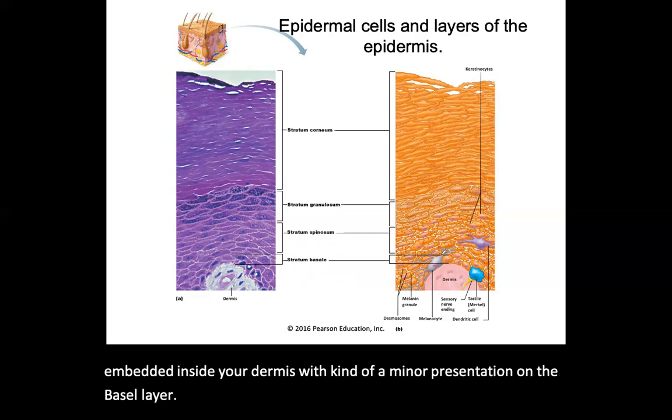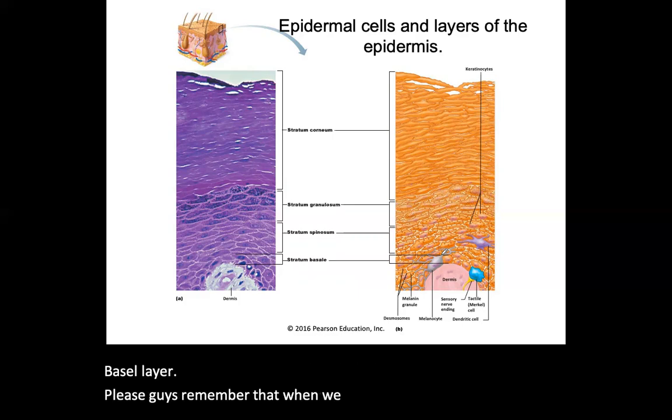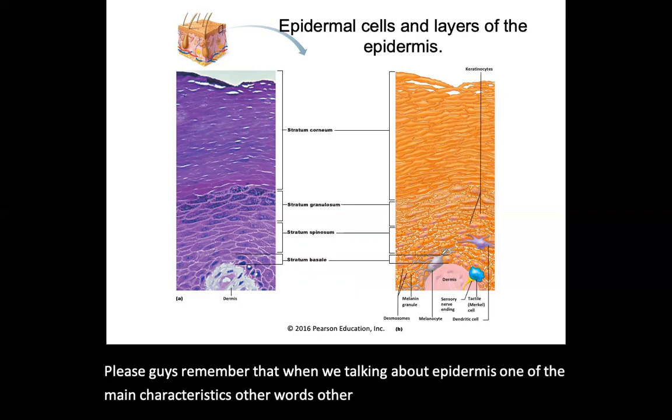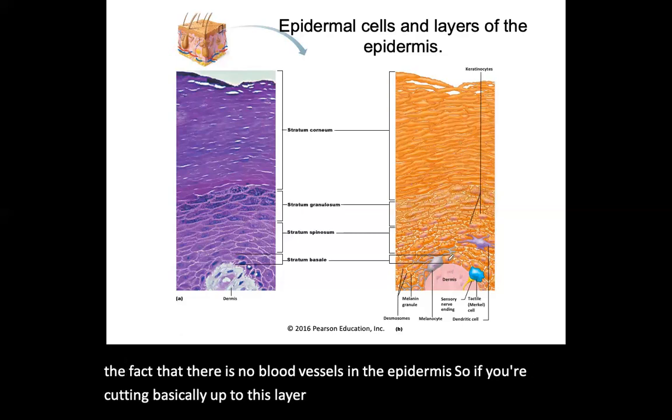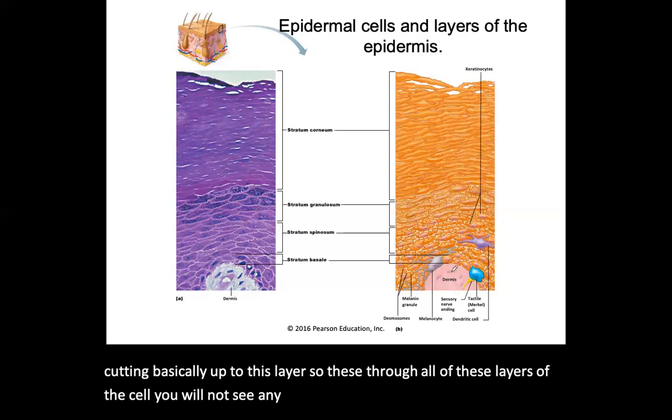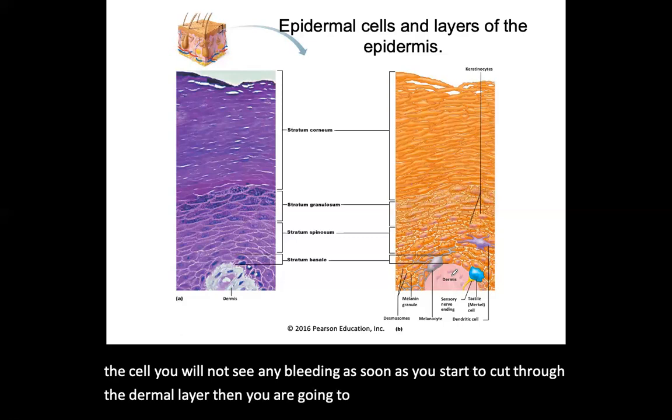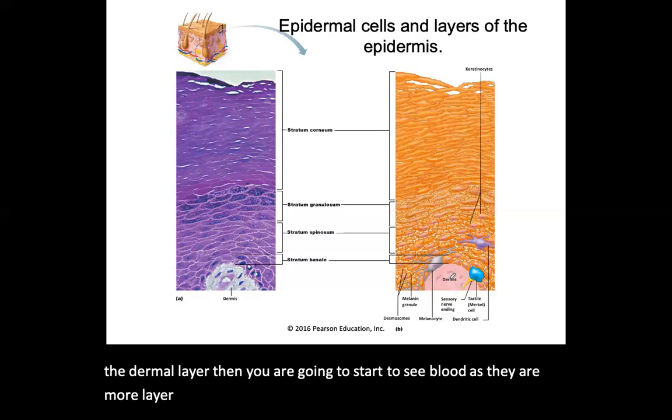Please, guys, remember that when we're talking about epidermis, one of the main characteristics, other than what I've discussed so far, is the fact that there are no blood vessels in the epidermis. So if you're cutting up to this layer, through all of these layers of cells, you will not see any bleeding. As soon as you start to cut through the dermal layer, then you are going to start to see blood, as the dermal layer is rich with blood vessels and vasculature.